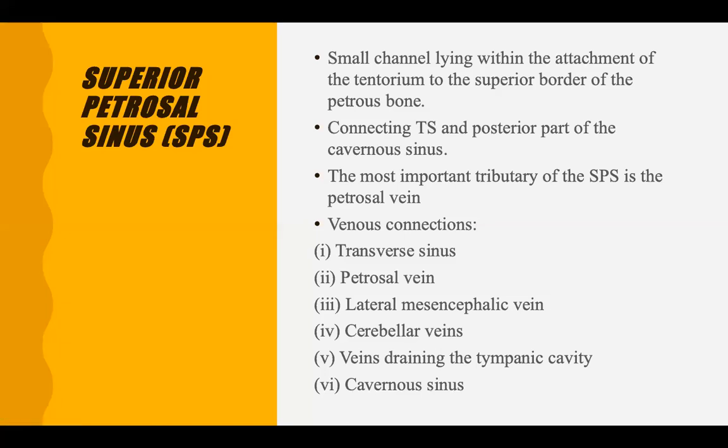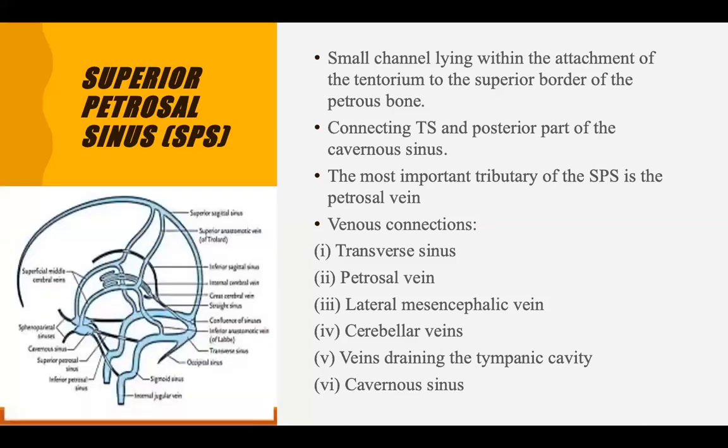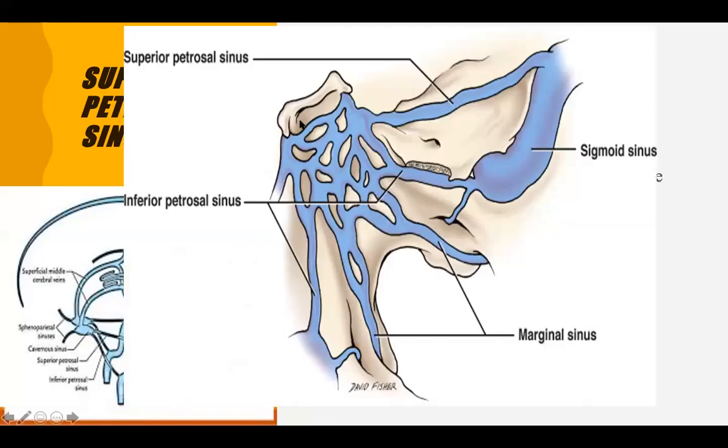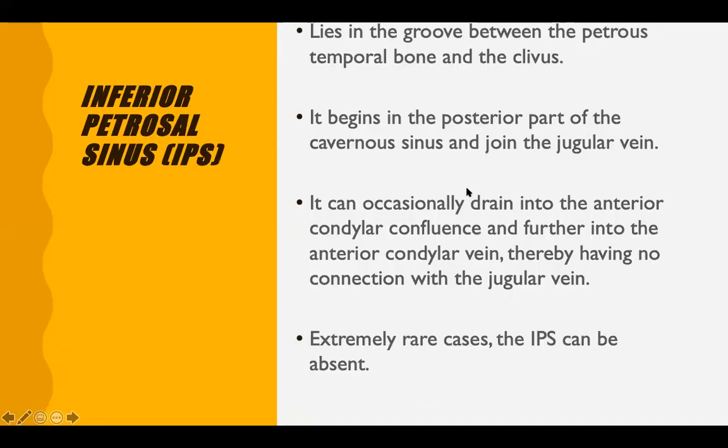Coming to the superior petrosal sinuses, we all know it's a small channel. It's an efferent pathway from the cavernous sinus, and it goes into the transverse sinus or the transverse-sigmoid junction. The main important tributary is the petrosal vein, but other tributaries are the lateral mesencephalic vein, cerebellar veins, and veins draining the tympanic cavity. This picture depicts, from the cavernous sinus, the superior petrosal and the inferior petrosal sinus directly. The superior petrosal goes into the transverse-sigmoid junction, and the inferior petrosal sinus goes into the jugular vein.